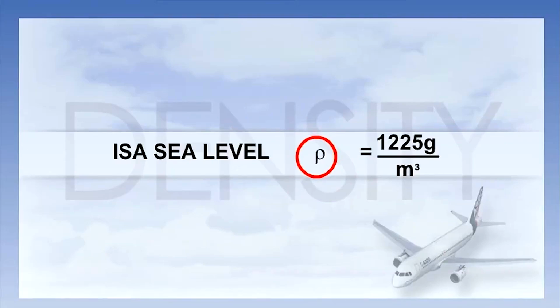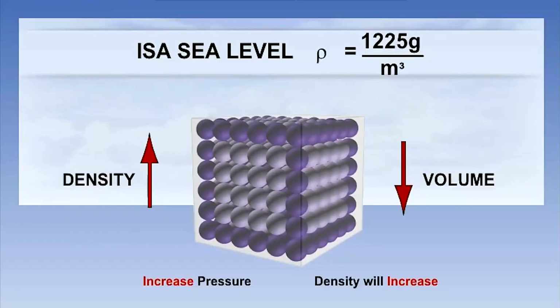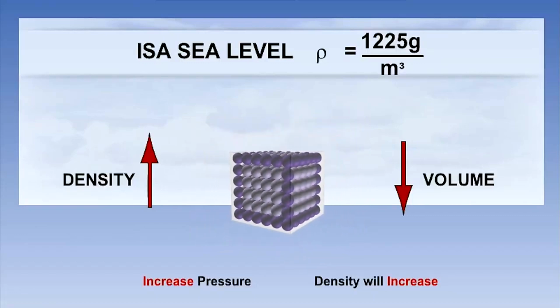Looking at the diagram, we can see the density formula. Notice that in the formula, we replace density with the Greek symbol rho. We'll now look at how the variables of temperature and pressure affect the mass or volume and therefore the density. Let's first look at how pressure can change density.